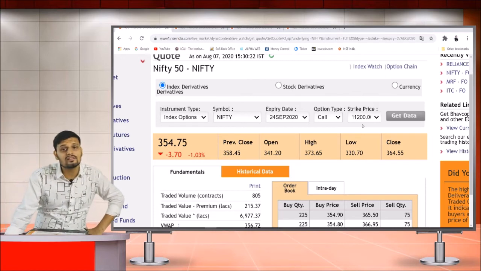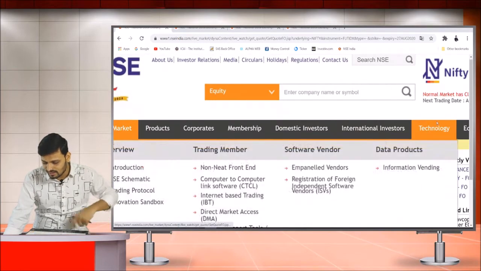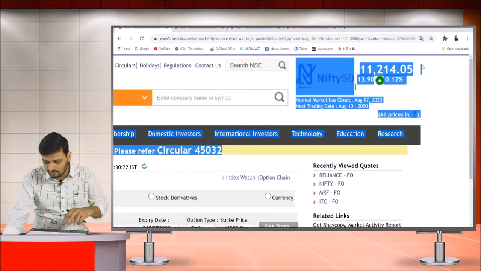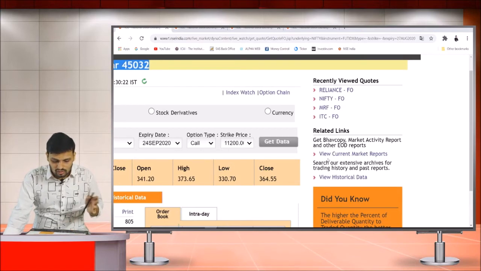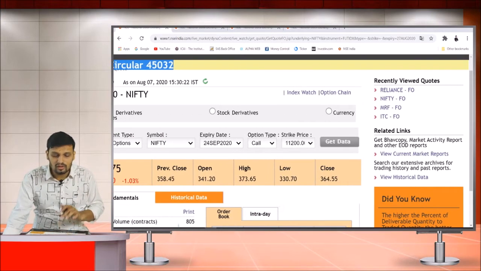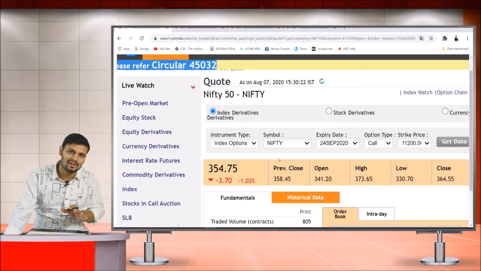Sir, how much is the intrinsic value here? Intrinsic value is the current Nifty, 11,204, minus the strike price, 11,200. So intrinsic value is only 14 rupees. Rest of everything is time value of money, right? Rest of everything is time value of money.